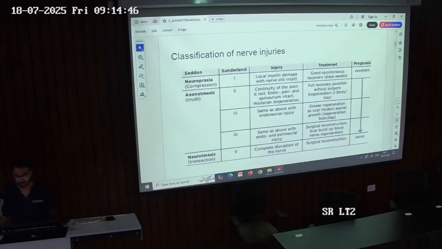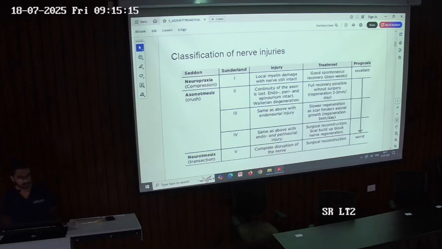Now, to know the injuries, we have two basic and key classifications to bifurcate the types of nerve injuries. The first is the Seddon classification, and the second is the Sunderland classification. As you can see on your screen, the Seddon classification has been divided into three parts: neuropraxia, axonotmesis, and neurotmesis.